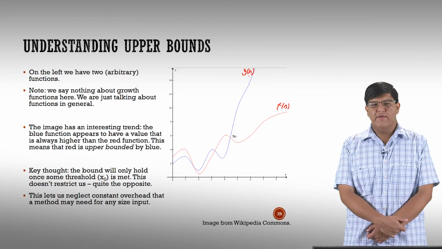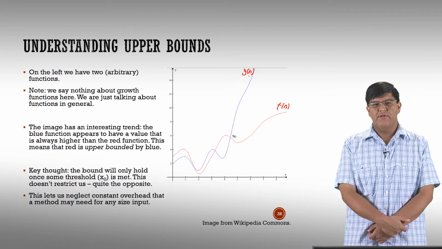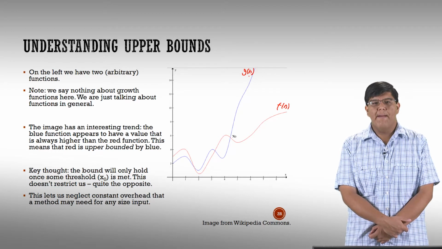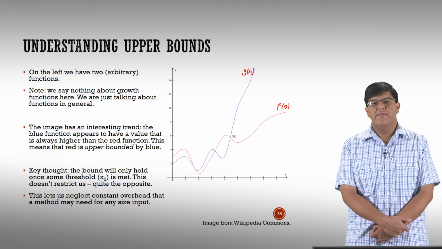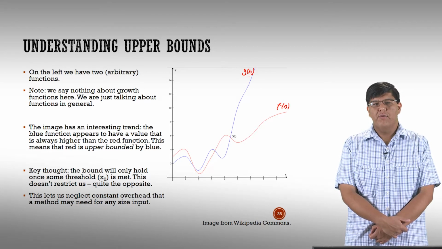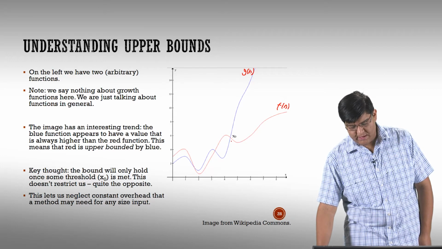In fact, in mathematical terms, we haven't even looked at a definition for what it means to be an upper bound. So we don't really know for sure, but graphically we can get an idea of what is maybe happening. G of n appears to, past a certain point, always be higher than f of n. That particular point, we'll actually give it a name. We'll call it x sub 0. So this little intersection here.